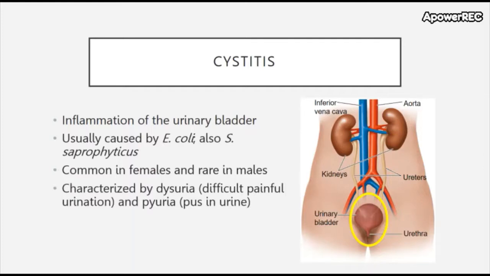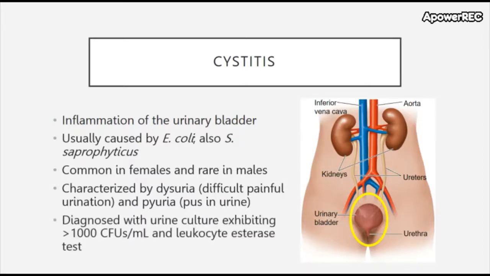The symptoms include dysuria, which means it's difficult to urinate, and pyuria, which is pus in the urine. It's diagnosed with urine culturing that exhibits greater than 1,000 CFUs per milliliter, and a leukocyte esterase test. All that a leukocyte esterase test is, is a test for an enzyme that is produced by neutrophils, which is a part of your immune system, and that's indicative of your immune system trying to fight an infection.